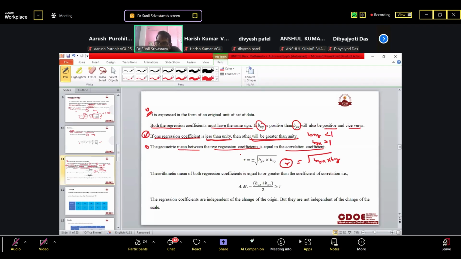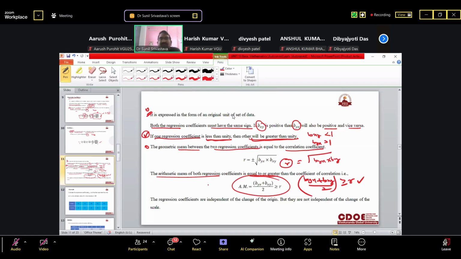And finally, the arithmetic mean of both regression coefficients, that is byx plus bxy upon 2, is equal to or greater than the correlation coefficient. Regression coefficients are independent of change of origin, but they are not independent of change of scale.